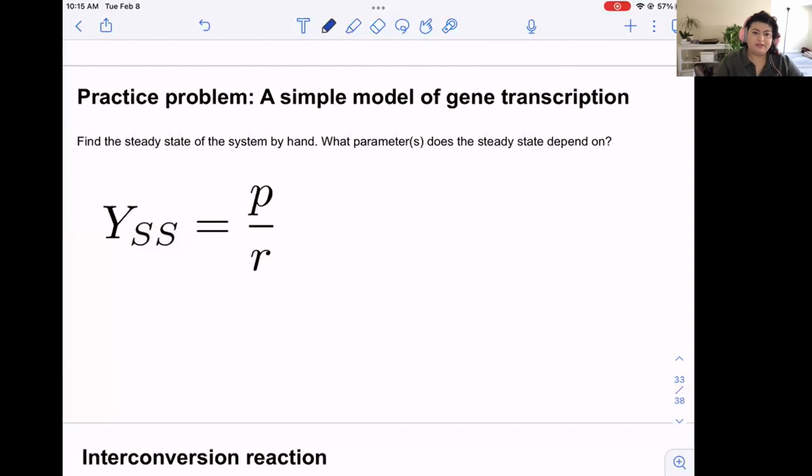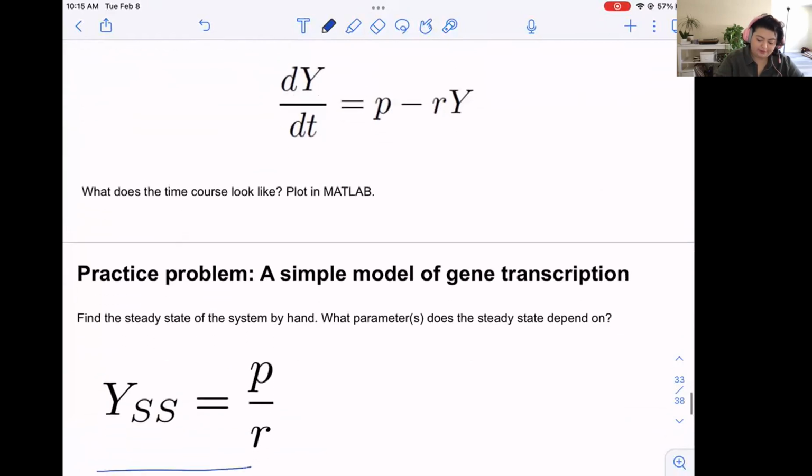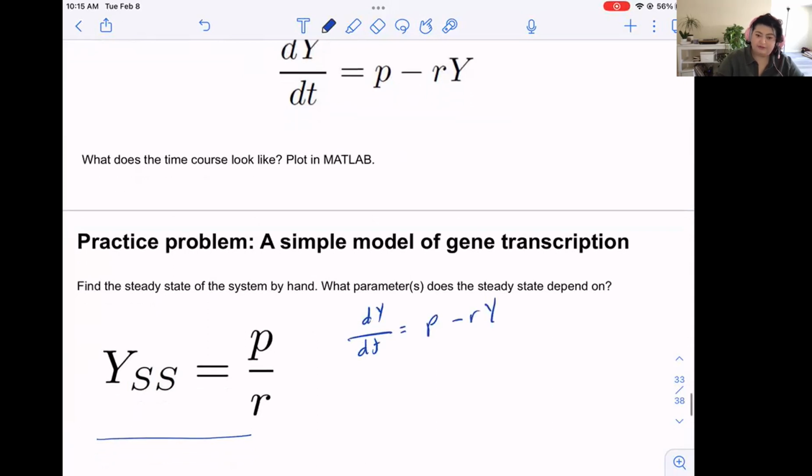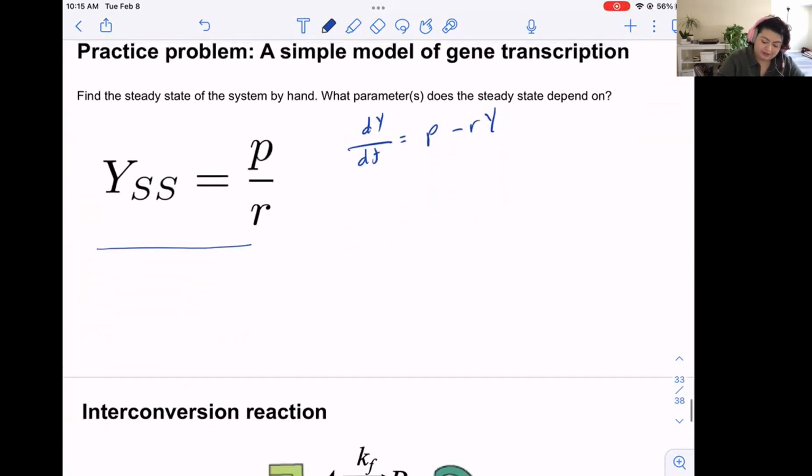So if we wanted to find the steady state of this particular system, I do have the solution here written out just so that you can have the slides later. But remember that when we're finding steady state, let me just rewrite my differential equation. What we're doing is setting the derivative equal to 0. So we have 0 is equal to P minus R times Y, and we want to solve for Y because we're looking for the steady state for Y.